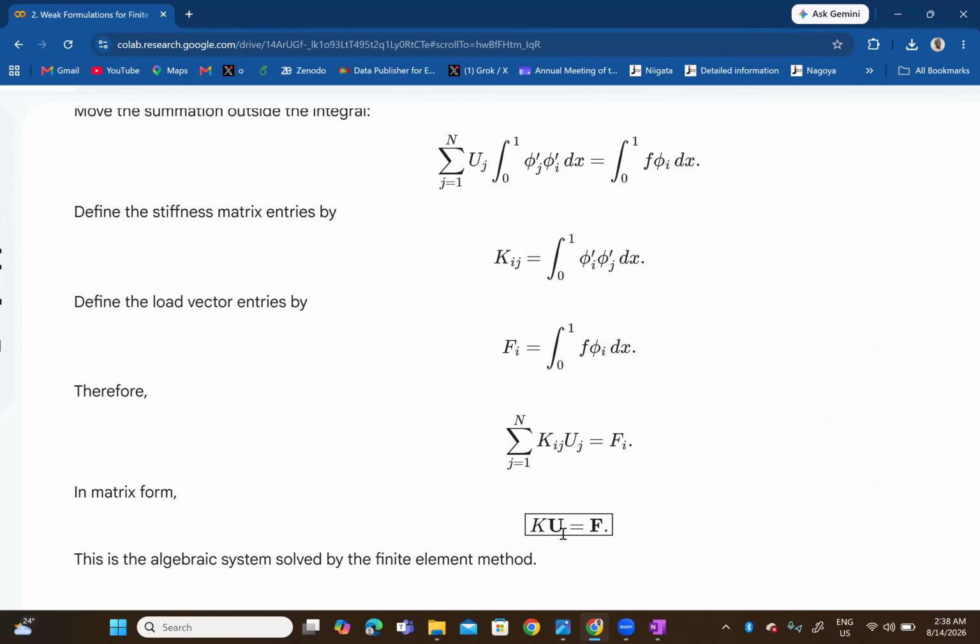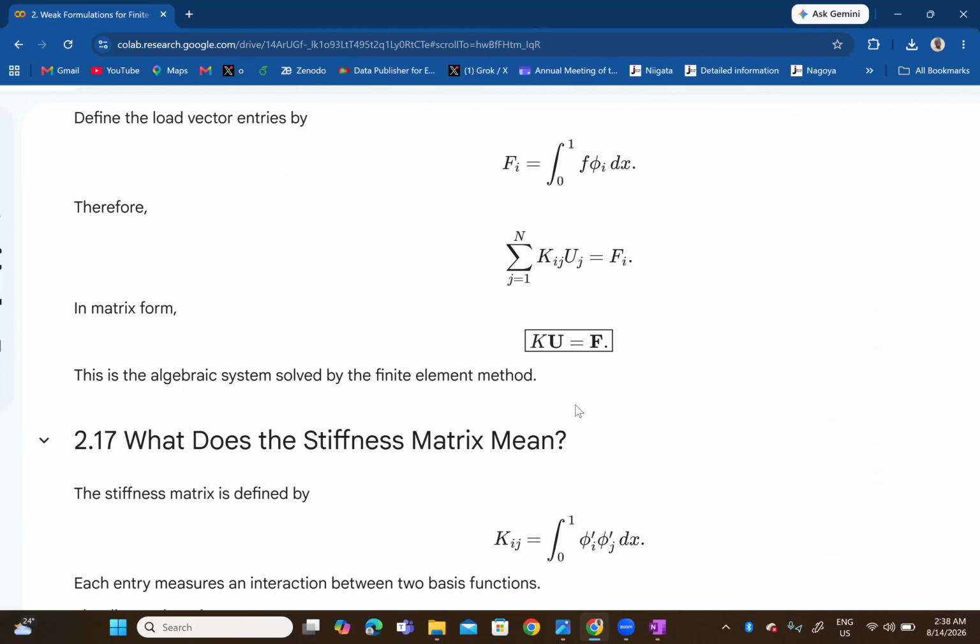So in matrix form, we then have ku is equal to f. And this is the algebraic system solved by the finite element method. So at the end of the day, the finite element method ends up solving this algebraic expression right here. And this whole thing is just a matrix like that. So it's more like we are looking for u and all that kind of thing.